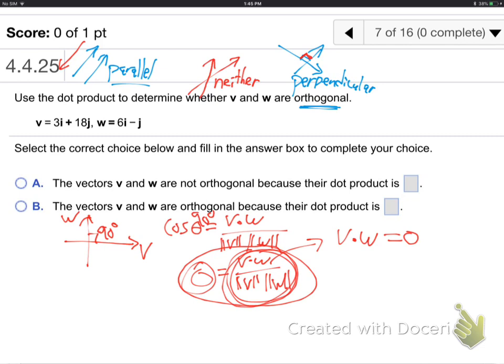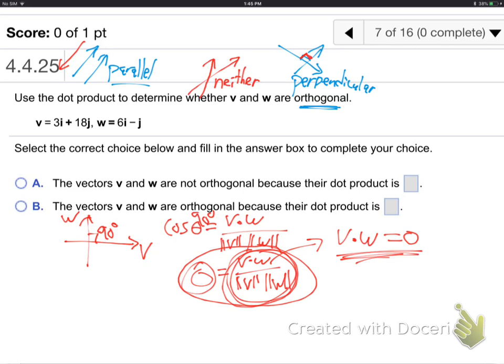If two vectors meet at 90 degrees, then from that little formula we just got, the cosine of the angle in between them, theta, equals the dot product over the magnitudes. Cosine of 90 is 0, so that means the dot product must be 0. So when you have 90 degrees between two vectors, their dot product must be 0. That's a quick, easy way to test if two vectors are perpendicular or orthogonal, whatever you want to call it: if their dot product is 0. Make sense?